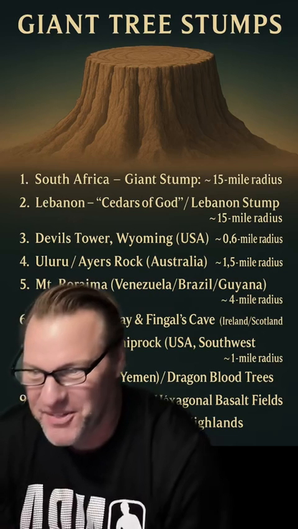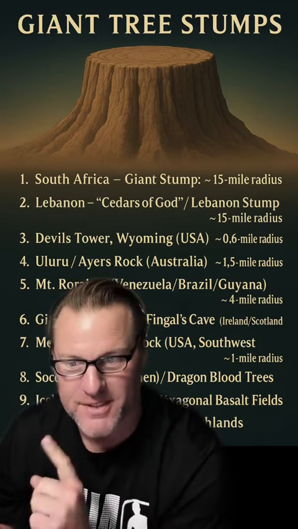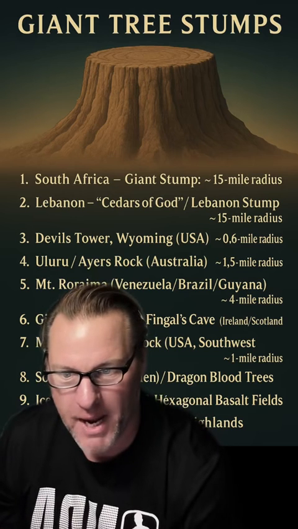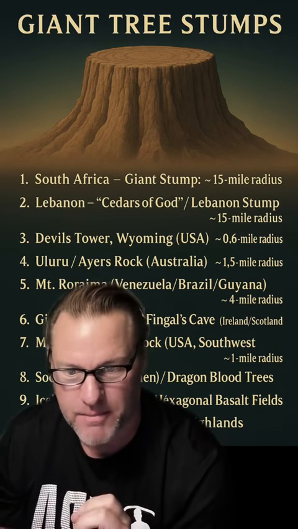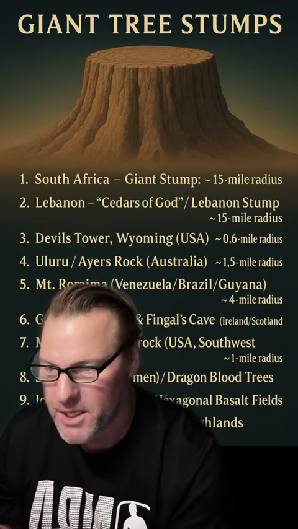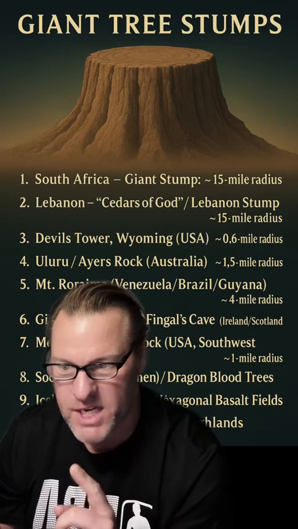Mount Roraima, 3 to 5 miles across, 30 to 60 miles tall, and it's not alone. It's surrounded by other tepuis and a forest of stumps. Bark range confirmed. Shiprock, 1.5 to 2 miles across. That means it's 15 to 24 miles tall.